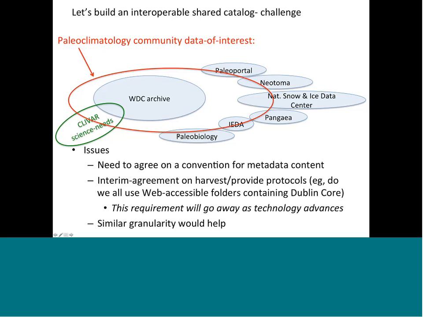Some of the issues in achieving this interoperable shared catalog are that we need to agree on a convention for metadata content. We need some interim agreement on harvest and provide protocols. For example, would we all agree to use web accessible folders containing Dublin Core metadata as a content standard? This agreement will go away in the future as technology advances, but right now, if we wanted to implement an interoperable data catalog tomorrow, making some of these agreements will help, just as it helped the library community. And then I think similar granularity would help.